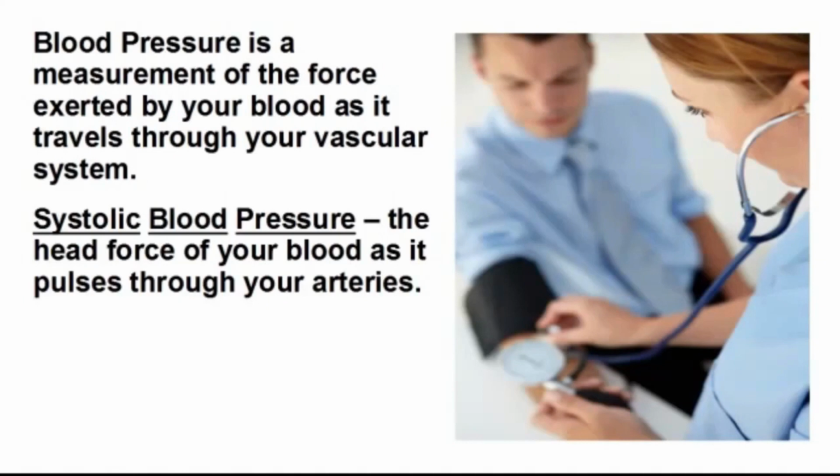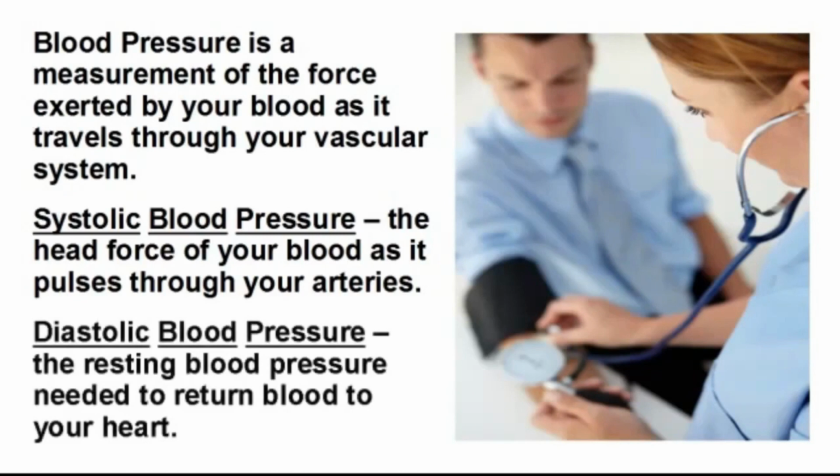When your heart is relaxing, your blood needs to have a pressure sufficient enough to return the blood to your heart and properly fill it. This resting blood pressure is your diastolic pressure and is the second number recorded by your health care provider. For example, if you have a blood pressure reading of 120 over 70 millimeters of mercury, you would have a systolic or working pressure of 120 and a diastolic or resting pressure of 70.